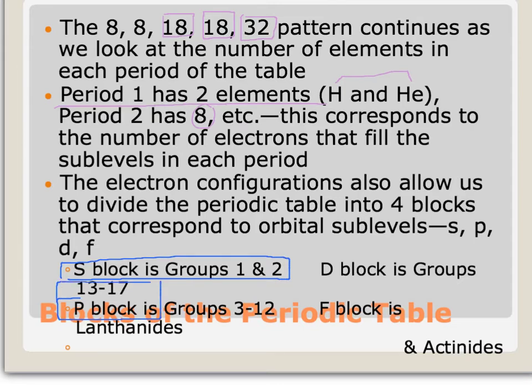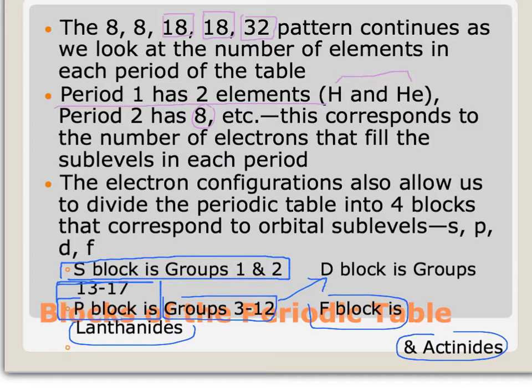The P block fills up groups 13 through 17. The D block fills groups 3 through 12. And then the F block contains the lanthanides and the actinides. So we can split the table up into 4 parts based on which orbitals are being filled by those elements, which makes it super easy for doing electron configurations and predictions of behavior and properties as we move forward.